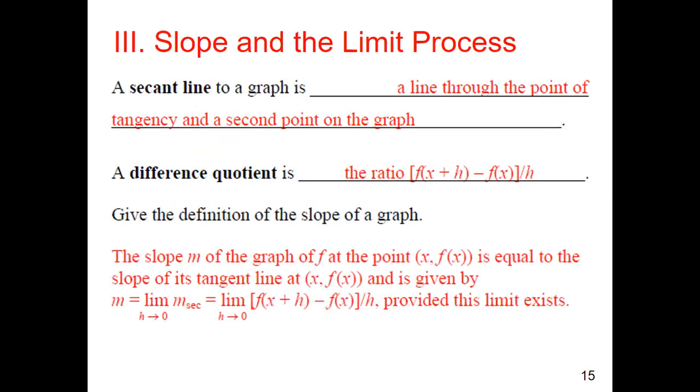Now, what if I really want to find it? What if I really want to calculate the slope? What do I do? Here we go, the secant line. So we're going to find the secant line: a line through the point of tangency and a second point on the graph. And then the difference quotient comes back into play. So we're going to be using our difference quotient, that's f of x plus h minus f of x divided by h.